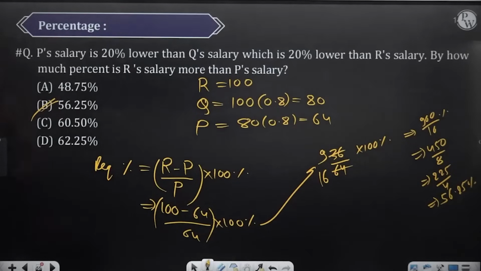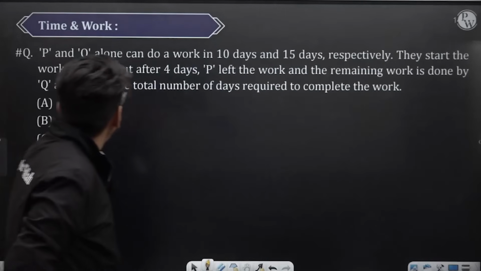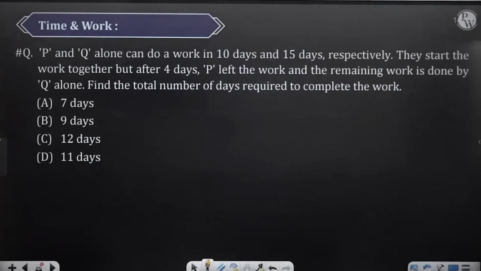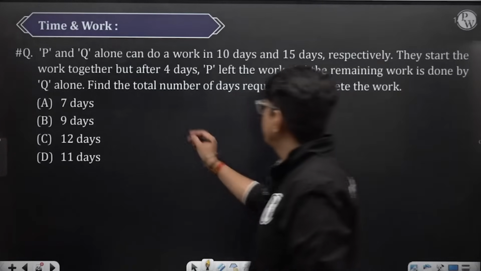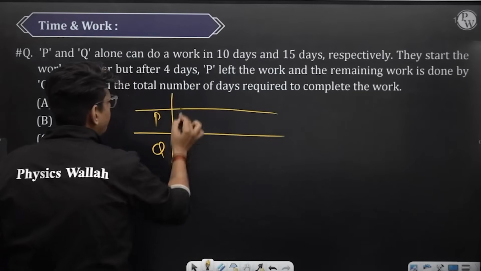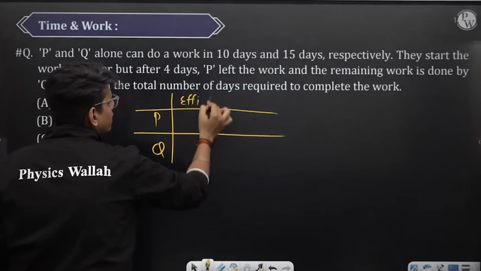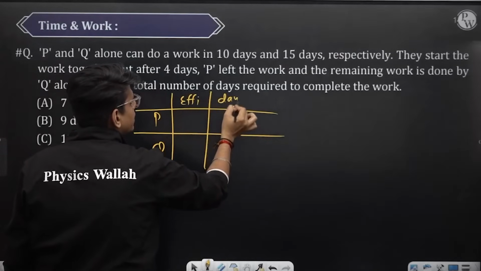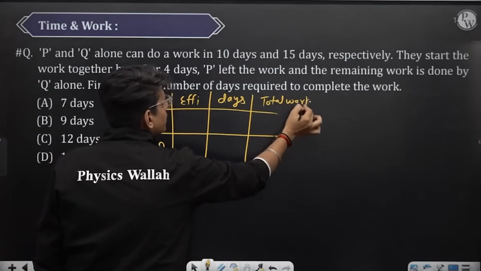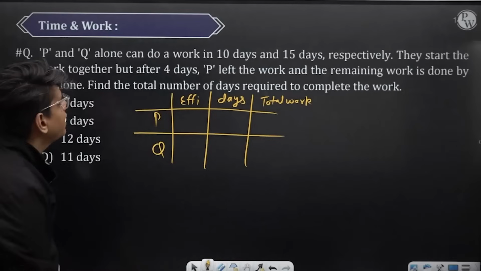Okay, next is time and work. P and Q alone can do a work in 10 days and 15 days respectively. Individual efficiency is given to you. So how to solve this? If I see this is P, this is Q, and I talk about their efficiencies, this is the number of days they take, and this is the total work. The individual days are 10 and 15.